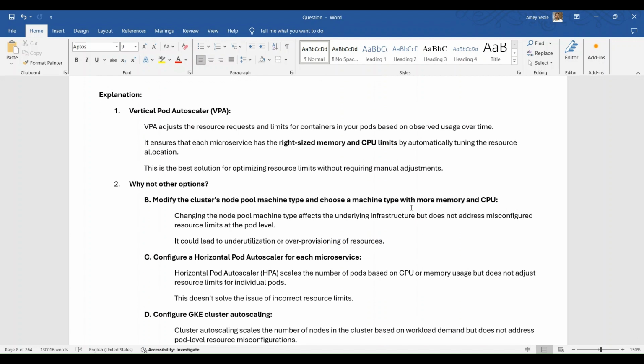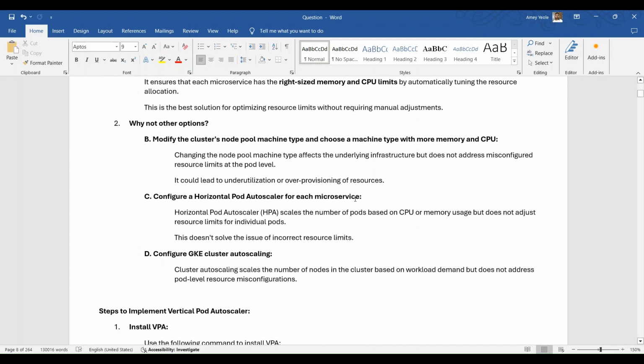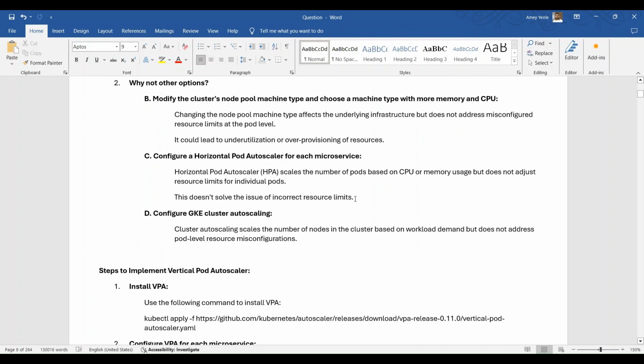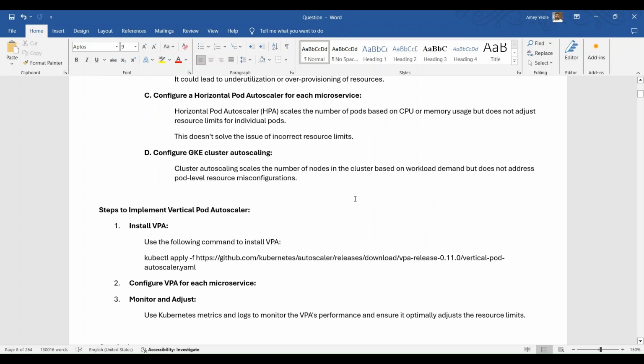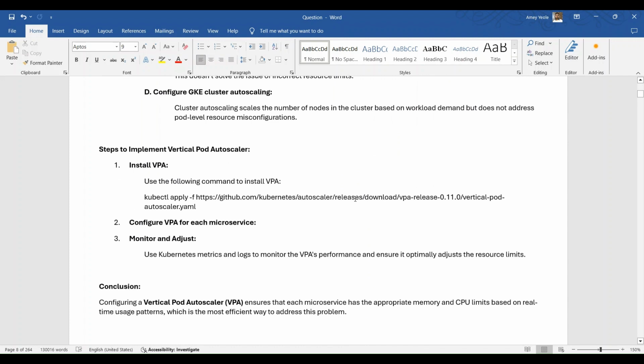C. Configure a horizontal pod autoscaler for each microservice. Horizontal pod autoscaler, HPA, scales the number of pods based on CPU or memory usage but does not adjust resource limits for individual pods. This doesn't solve the issue of incorrect resource limits. D. Configure GKE cluster autoscaling. Cluster autoscaling scales the number of nodes in the cluster based on workload demand but does not address pod-level resource misconfigurations.